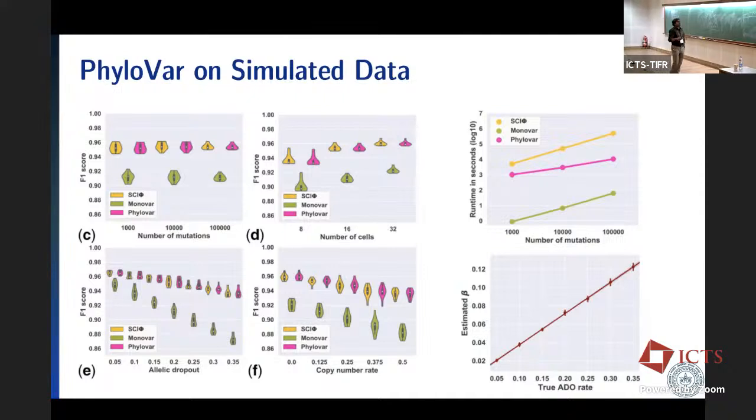So that means now we have an algorithm which can scale with the number of sites. It has very good accuracy. And essentially, in a practical scenario, let's say where we have single cell whole genome sequencing data, we can run it without running into the issue of runtime, okay? And this plot over here is also showing you how accurate our estimate of the error rates is. On the x-axis, we have the true allelic dropout rate, and on the y-axis, we have the estimated value of beta. And we see that these two are very much correlated, okay?